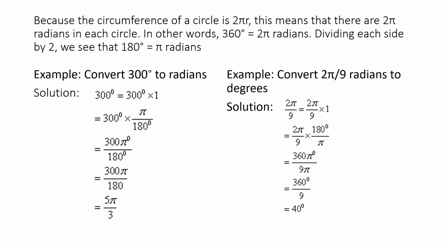So we end up with 300 pi degrees over 180 degrees. The degree symbols cancel out. 300 pi over 180 is equal to 5 pi over 3. So 300 degrees is equal to 5 pi over 3 radians.